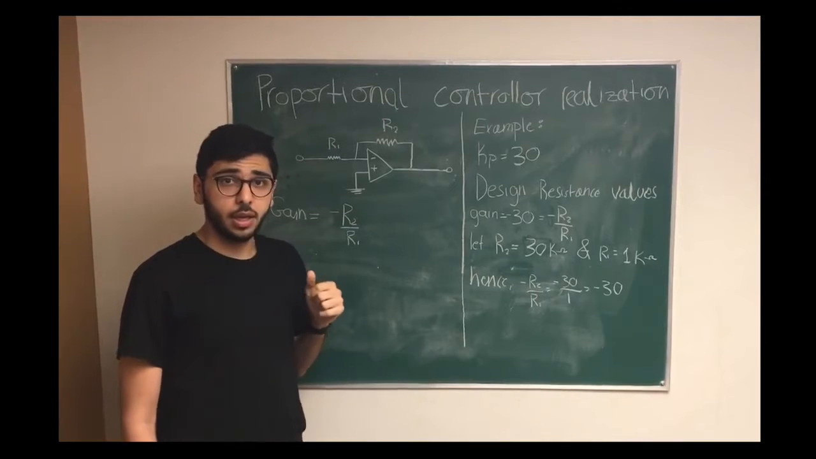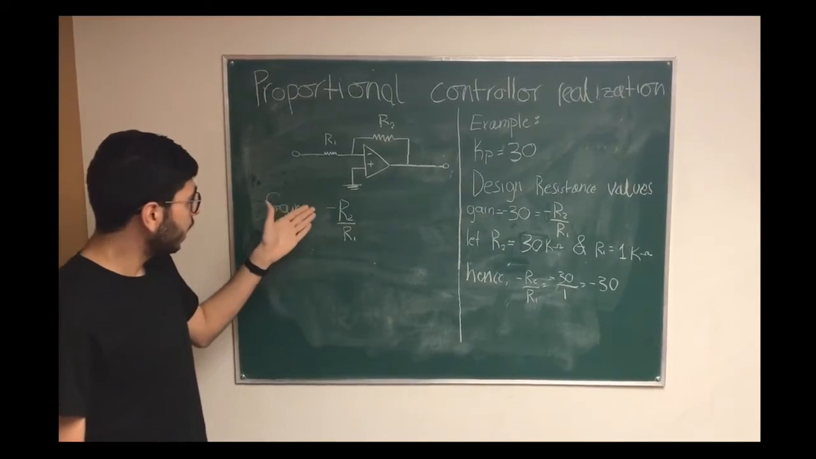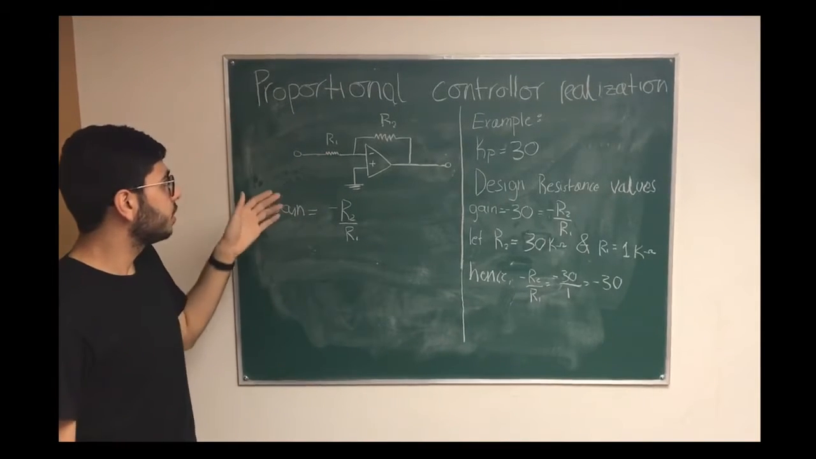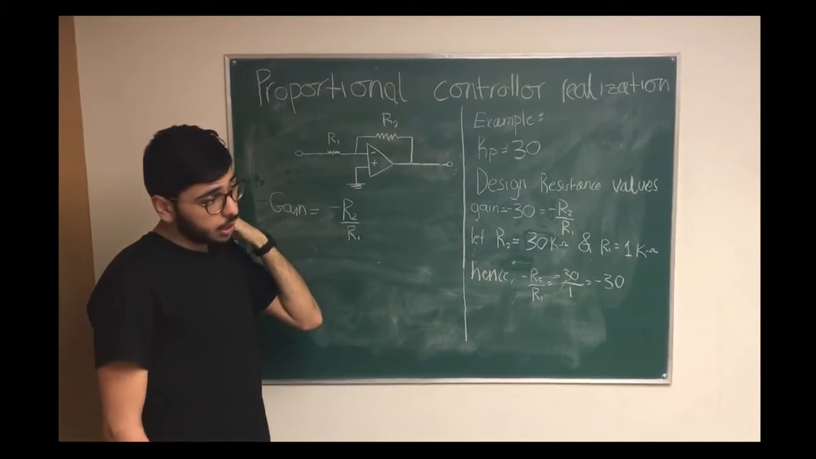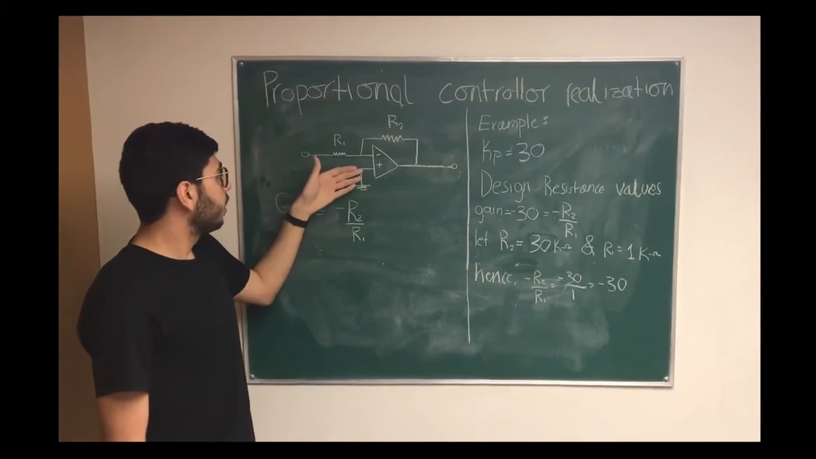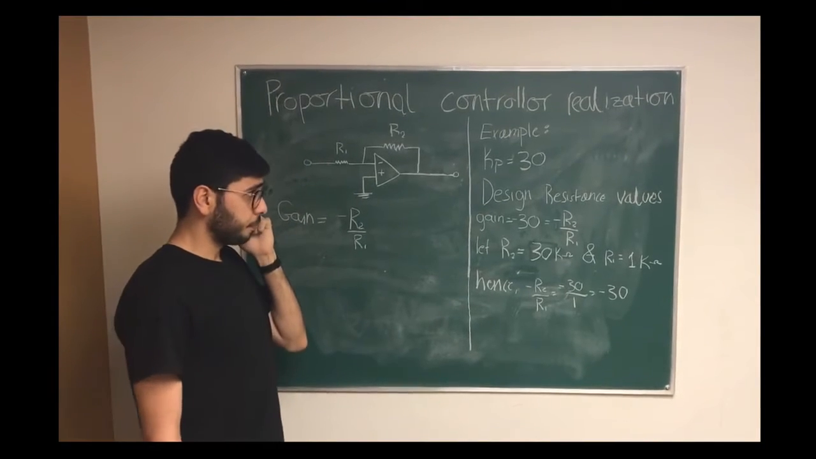As you know, the gain formula for the inverting op-amp is given by negative R2 divided by R1, where R2 and R1 are the resistance values of the op-amp. You can tell that this is an inverting op-amp since the positive is grounded and the input is going to the negative terminal of the op-amp.